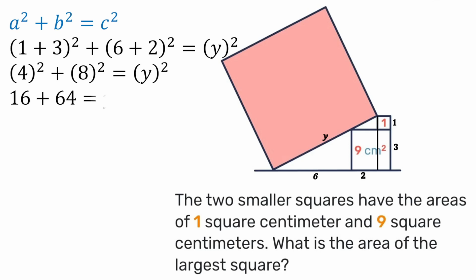4 squared is 16, 8 squared is 64. If we add those together, we get 80 is equal to y squared. Now at this point, you might want to square root that to find the value of y, but we don't have to because we're looking for the area of the largest square. And so the area will be y squared. So in other words, we have already found the answer. The area of the largest square is 80 square centimeters.